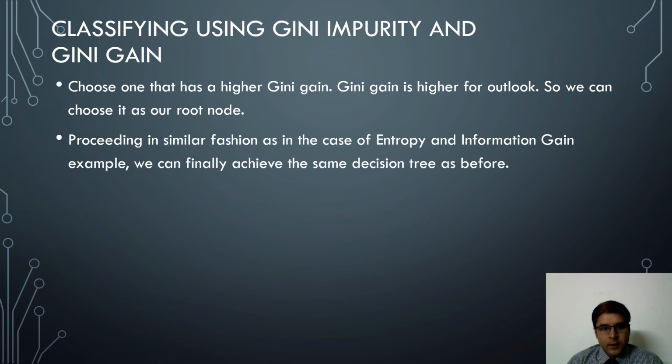But the reason we use Gini impurity and Gini gain is that it is computationally more efficient because the log term is not involved. A logarithmic term is involved in entropy, and it is computationally less effective. In Gini impurity we have the square term, so Gini impurity is computationally more effective.